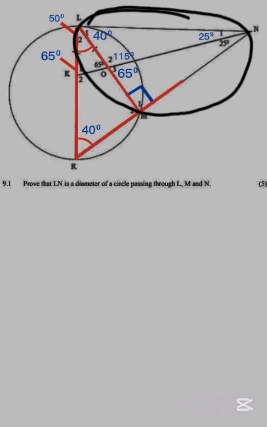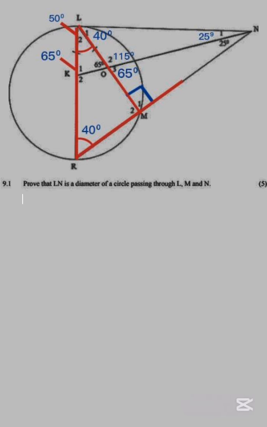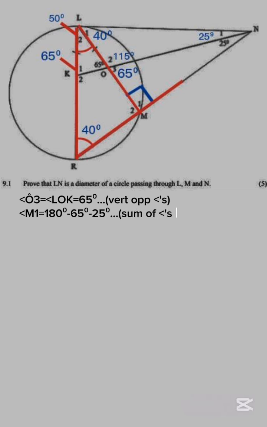So let's show how we found angle M1 as 90 degrees step by step. Okay, we said that angle O3 is equal to angle LOK is equal to 65 degrees, reason: vertically opposite angles. Then we determined angle M1. Angle M1 is equal to 180 degrees minus 65 degrees minus 25 degrees. Reason: sum of angles in triangle ONM. Therefore, angle M1 is equal to 90 degrees. We are done with showing that angle M1 is equal to 90 degrees.